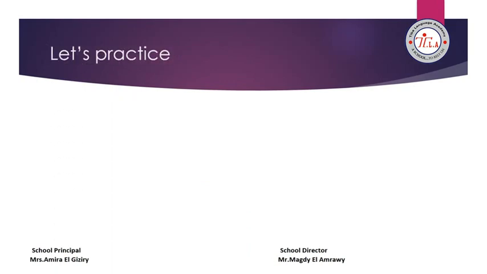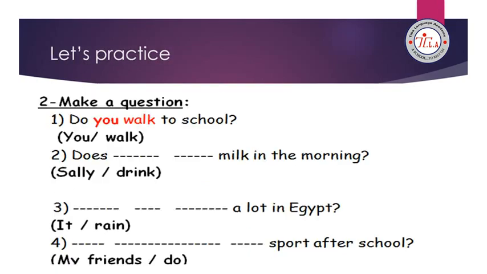Junior 2, exercise number 2. Make a question, like number 1 here. Start with do or does and then choose plus the subject pronouns. Weak group or strong group? Weak with does, strong with do. And then the verb infinitive, and then we finish the question. Okay? So finish this exercise by yourself, and next we will see the answers.